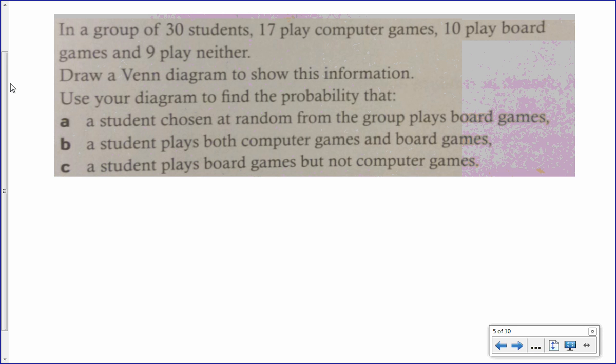Question B says a student plays both computer games and board games. We know now pretty quickly that that's the 6 in our overlap region or our intersection, and I can reduce that to 1/5. And the probability that a student plays board games but not computer games: board games but not computer games are these 4 people. So 4 out of 30, which simplifies to 2/15 if I'm leaving my probability as a reduced fraction. Okay, so there's using a Venn diagram in a problem-solving scenario.